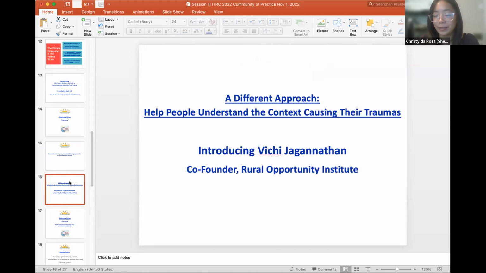So now we're going to turn to a slightly different approach. We first started with the way you can begin building mental wellness and resilience in a community: start by giving people healing skills, resilience skills, and doing that in a peer-to-peer way. A different approach is to help people begin to understand the context causing their trauma, and the dynamics going on in their community.